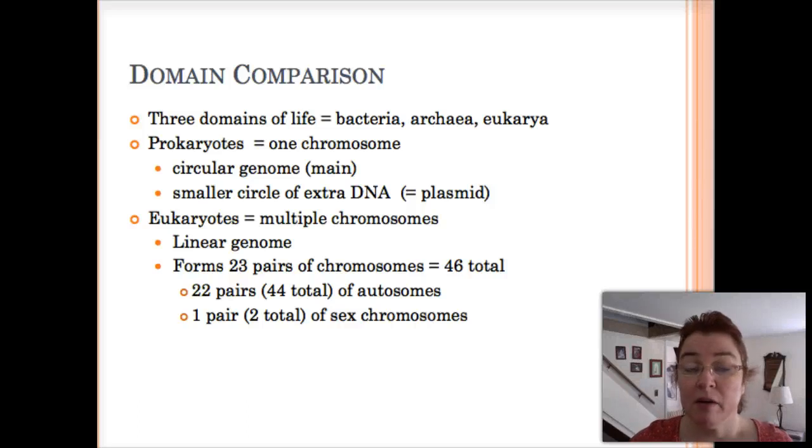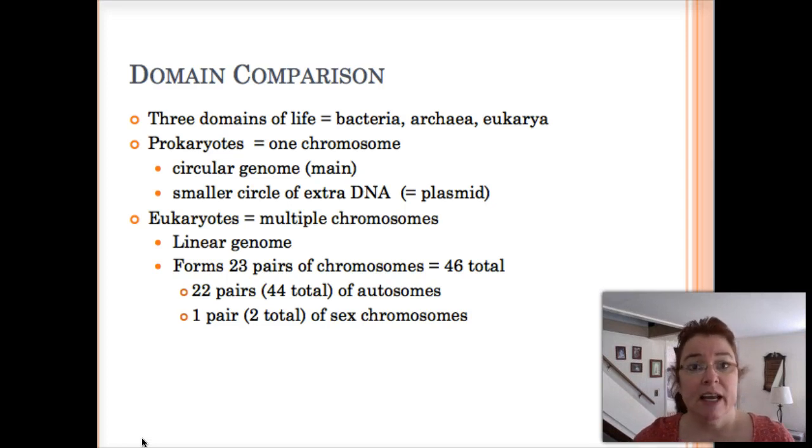So far, we've been talking about DNA in relation to human beings. And now we need to think about DNA in the other organisms that live on the planet. We need to do a domain comparison. As a review, there are 3 domains of living things that exist on this planet. There are bacteria, there are archaea, and there are eukarya. The bacteria and the archaea are called prokaryotes, and the eukarya are eukaryotes.